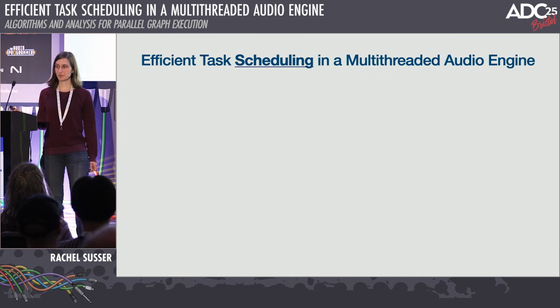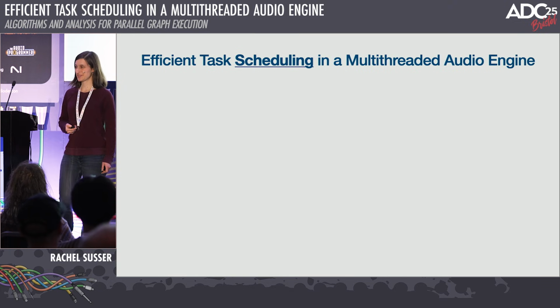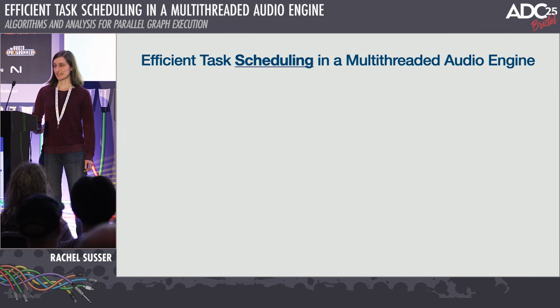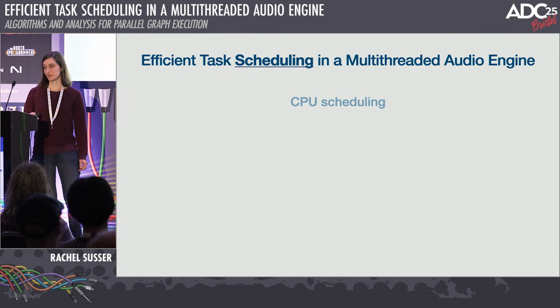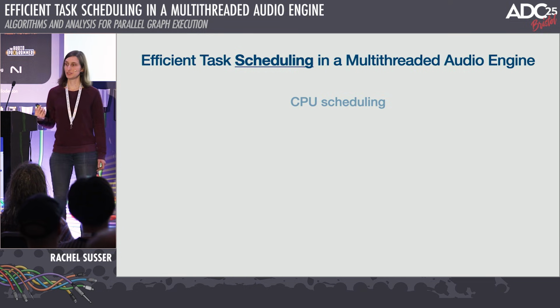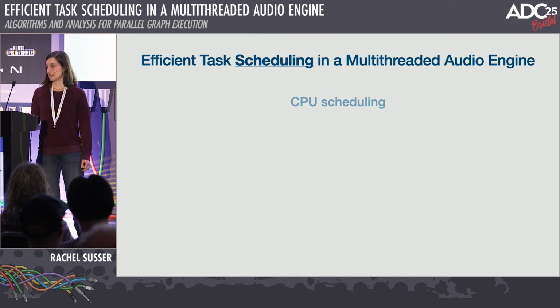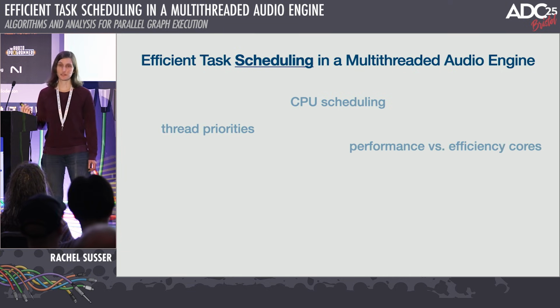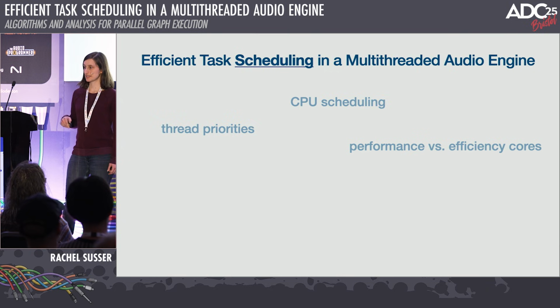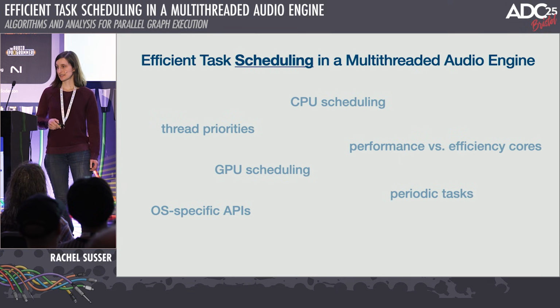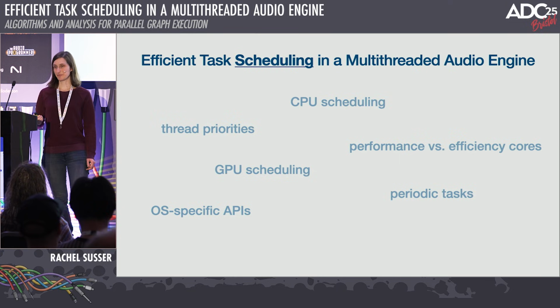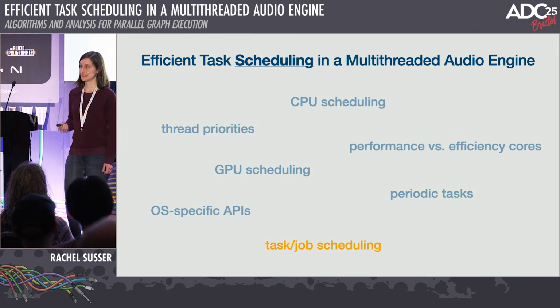So, speaking of schedulers, there are also a lot of things you can talk about when you talk about scheduling. There's CPU scheduling, so our OS decides when a processor thread can use the processor and for how long. There are all sorts of related topics, like setting thread priorities, differentiating between performance and efficiency cores, making use of OS-specific APIs like workgroups, and a whole bunch of other things. And these are all really interesting topics, but the one I'm going to talk about is known as job or task scheduling, which determines which threads compute which tasks and in what order.